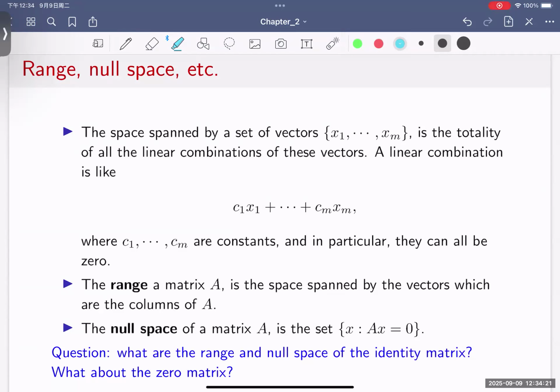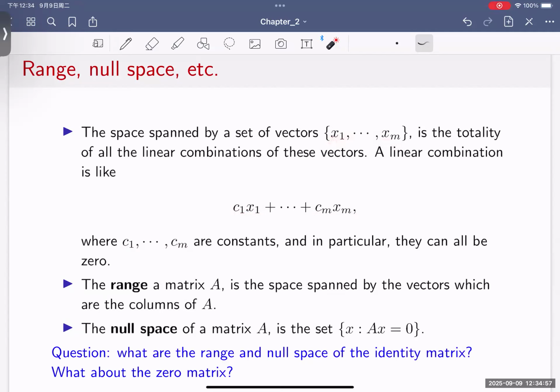We first look at the span space. Here we consider a sequence of vectors, x1 to xm, and we can try all kinds of linear combinations of these vectors. A linear combination means we have another sequence of constants, c1 times x1 plus up to cm times xm. This means we use these constants to multiply our vectors.